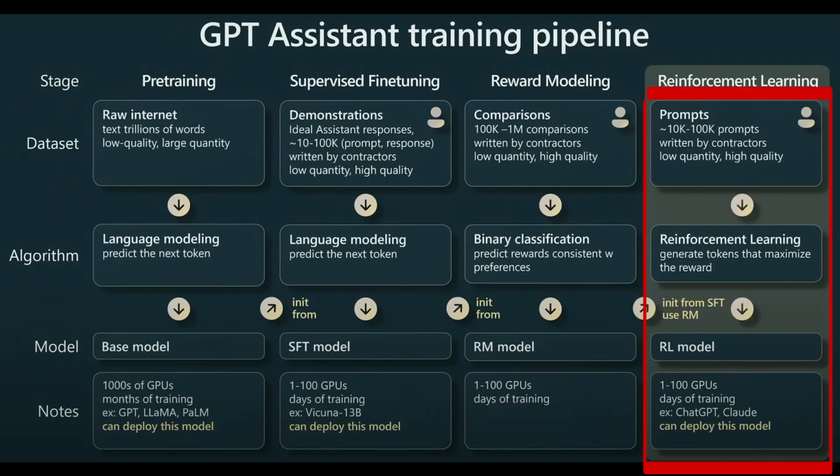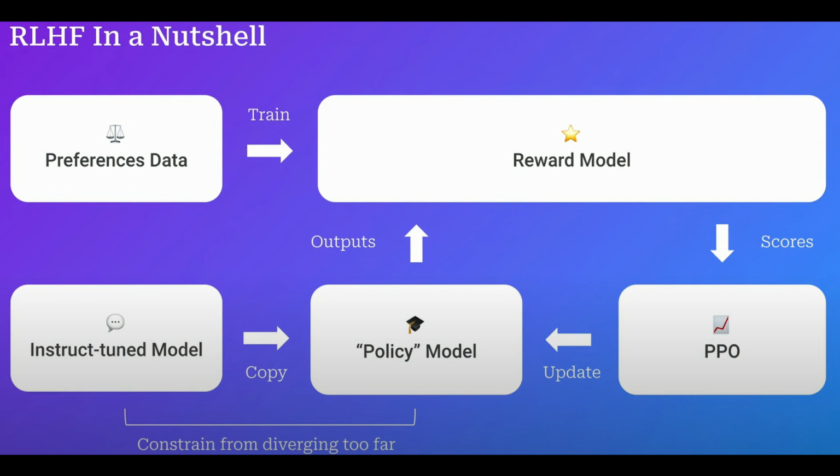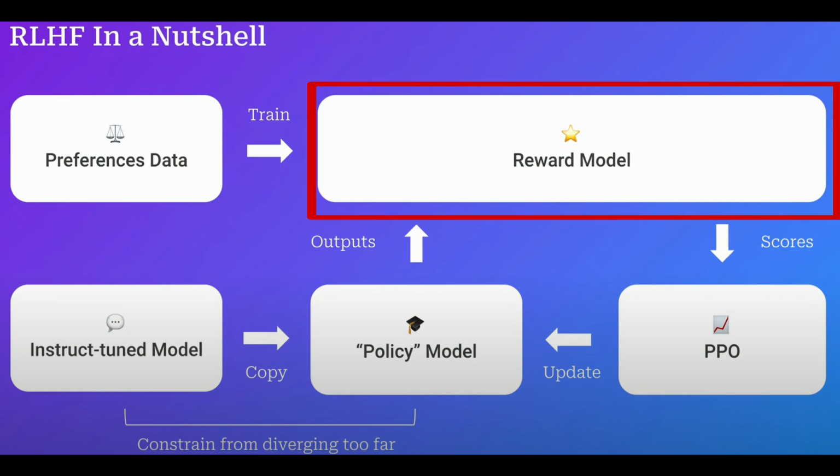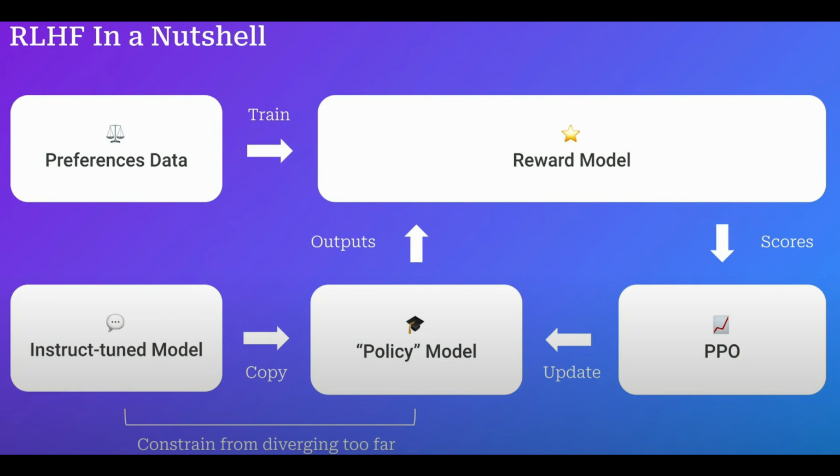The final step is reinforcement training. Now, once we have the reward model, we can use that to train the SFT or instruct model. Let's look at the picture. Here, we first create a copy of the SFT or instruct model and call it a policy model. This policy model will be optimized further using reinforcement learning, guided by the reward model's score. Next, we prompt the policy model so that it can generate a response. For each generated response, we feed the prompt and response pair into the reward model to get a reward score.